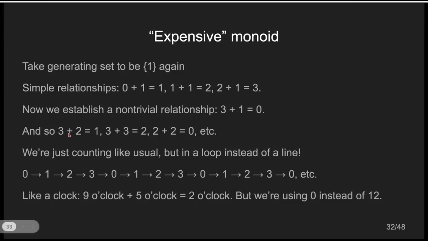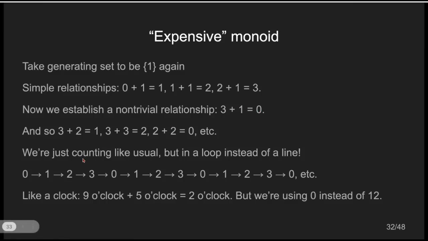So now what else do we get? Well, 3 plus 2 is 3 plus 1 plus 1. 3 plus 1 is 0. So 3 plus 2 ends up being 1. Then 3 plus 3 is 2, and 2 plus 2 is 0, etc. So all these relationships just follow from our choice up here. And what we're doing is we're counting, but we're counting in a loop instead of a line.